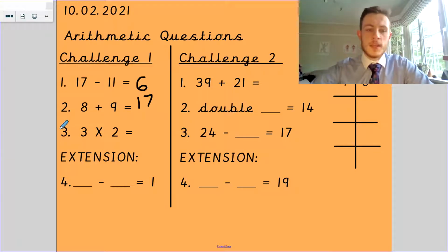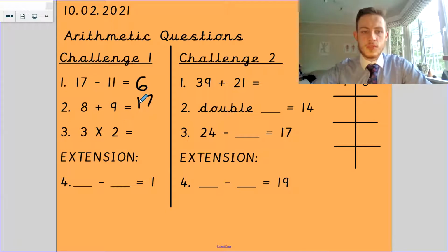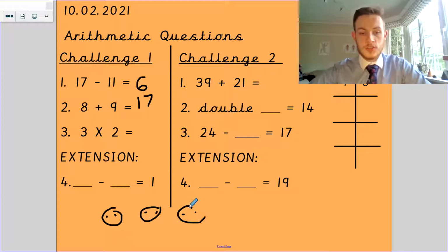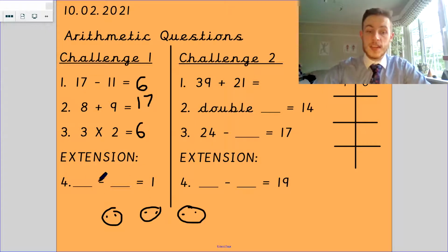Now, 3 times 2, bit of a tricky one, but actually we've been learning all about this, haven't we? It says you've got 3 groups, you've got 3 lots of 2. So you've got 1, 2, 1, 2, 1, 2. You've got 3 lots of 2 in each group. 3 lots of 2. You've got how many dots in total? 6.